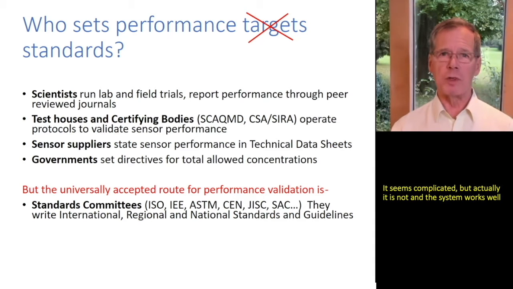And finally, we have governments who set directives on what they expect in terms of a very broad brush definition of allowed concentrations. Ultimately, the accepted route for performance validations is through standards committees. The international IEEE and ISO, the localized ASTM in the USA, JISC in Japan, SAC in China, CEN in Europe. They write international, regional, and national standards and guidelines. It's very tedious, but it's very comprehensive, and they set the methodologies for measuring performance.